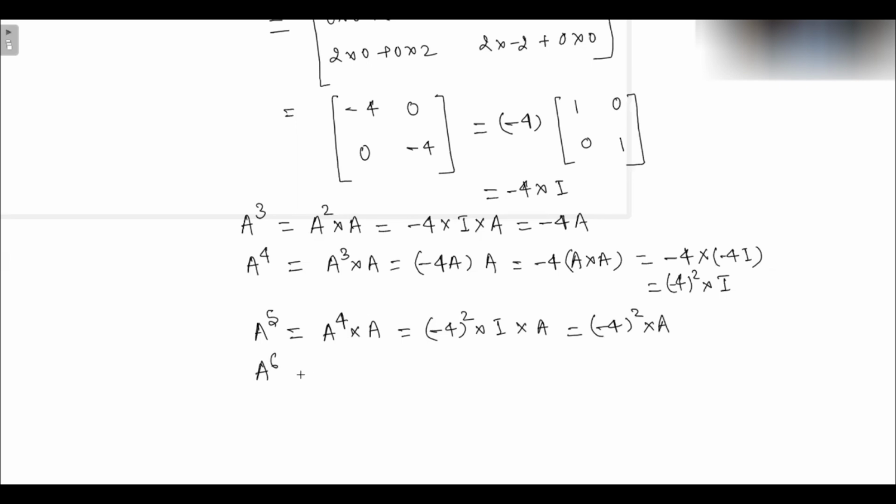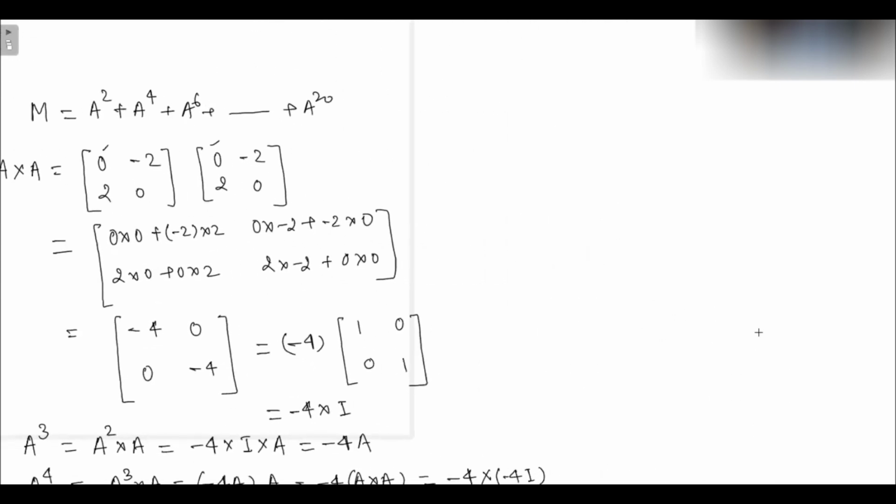Now a raised to the power 6, and this is where we'll stop after this. We know the pattern emerging out of that. a raised to the power 5, which is minus 4 whole squared into a, into a. So this is for a. So minus 4 whole squared into, and we know that this is minus 4 into i. So this is going to give me minus 4 into i, and then eventually I've got minus 4 raised to the power 3 into i. So I've got a series going. Let's put this over here and see what we have got.